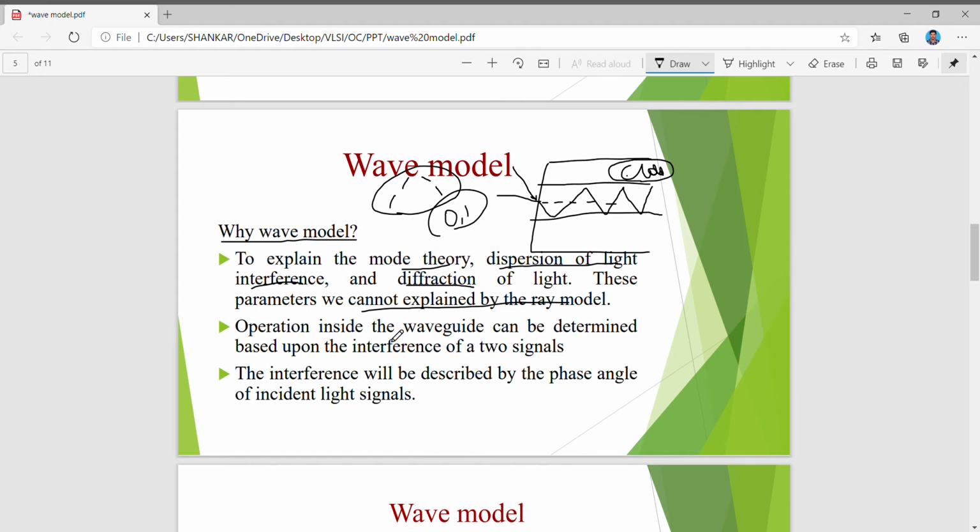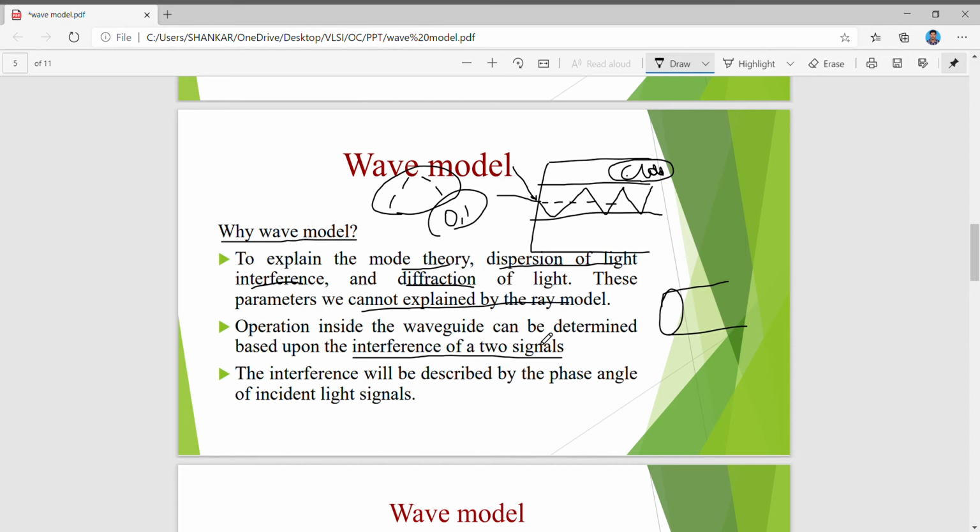Okay, the operation inside the waveguide. This is the waveguide, meaning we are using a circular waveguide. The operation inside the waveguide is completely based upon the interference of two signals. Through optical fiber, we can transmit n number of signals. So the interference of two signals describes the operation of a waveguide.